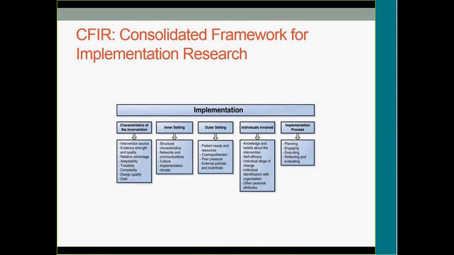So the first thing is the characteristics of the intervention. This includes the evidence strength. So we can talk to people about how good the evidence is from recent studies. The relative advantage, which I've already talked to you about, there are some distinct advantages. Here's something that we did not talk about much: adaptability and trialability.